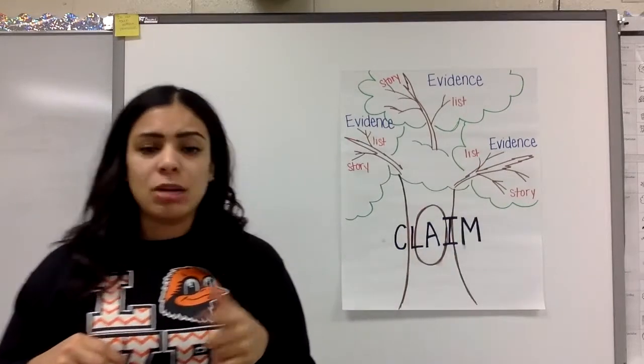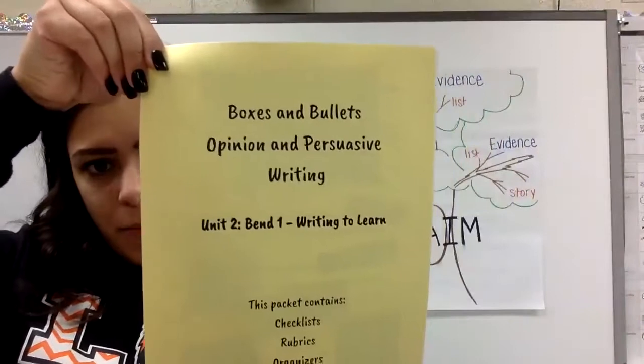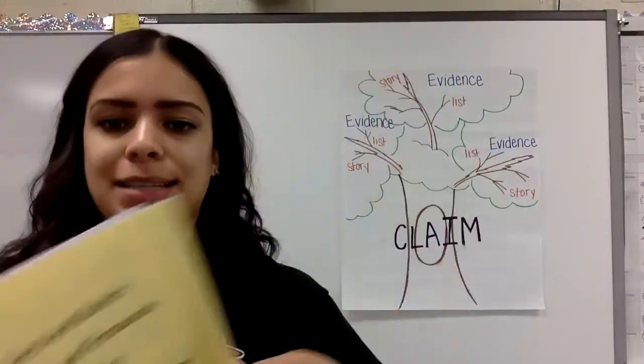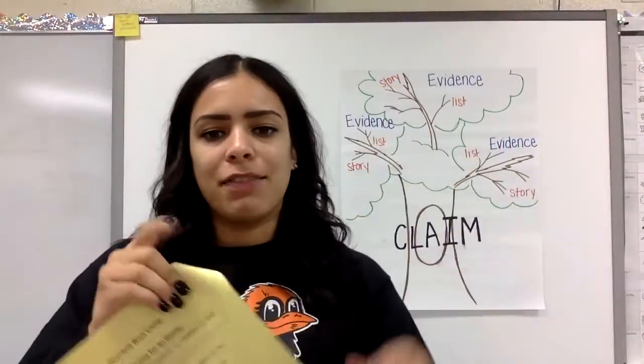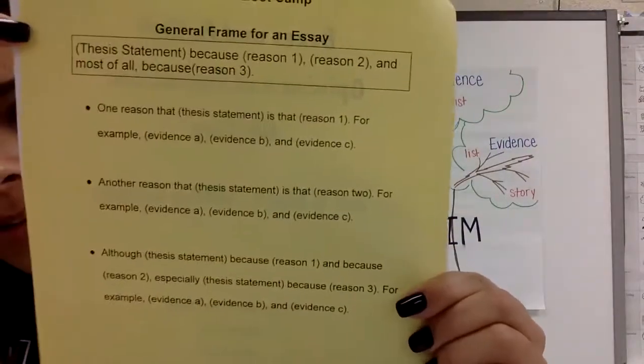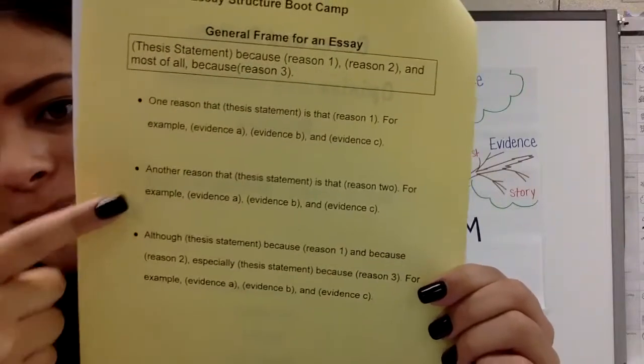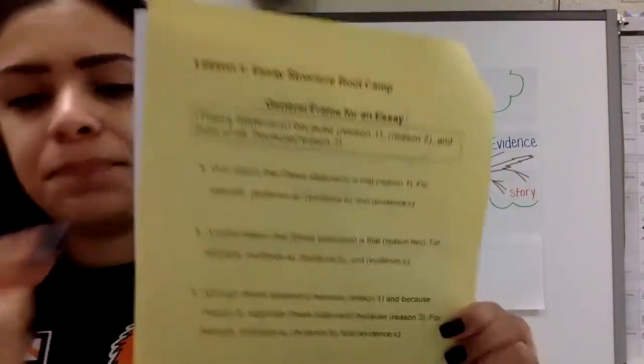This is starting to sound a little bit like the boxes and bullets, right? If you go in your case it, you're going to find your boxes and bullets packet. And inside of that packet, you'll see right here an example of that general frame. Here's that box, my thesis or claim. And here are those bullets, my evidence and my supports. We're going to talk about how we should organize this using that boxes and bullets structure.